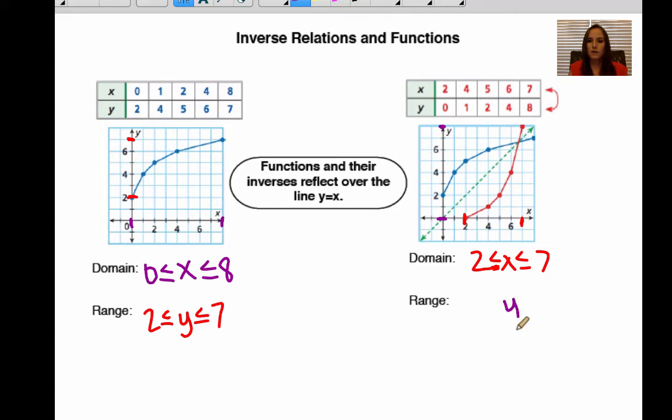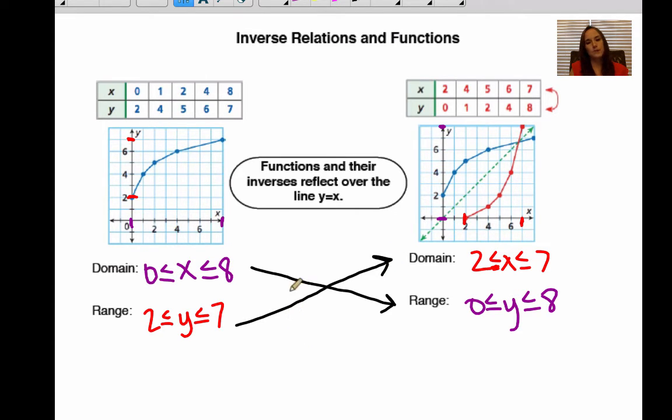So our y values are in between 0 and 8. And notice when we took this table and went to this table, we flipped the x and the y, and that did the exact same thing for the domain and range. So our domain of the original function is now the range of the new one. Our range from the original is now the domain. So it flips, just like the x and y values do.